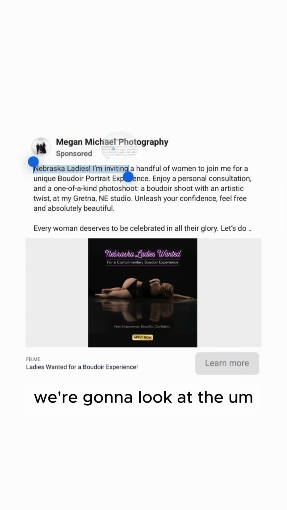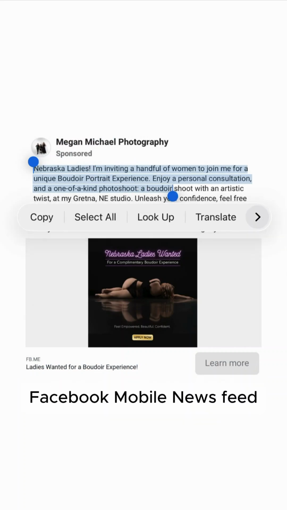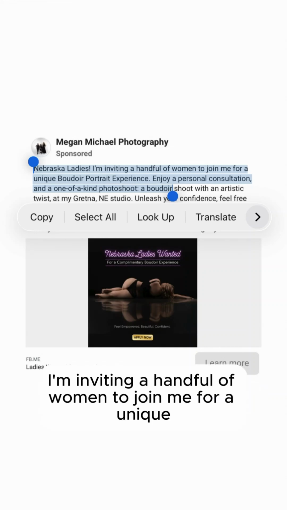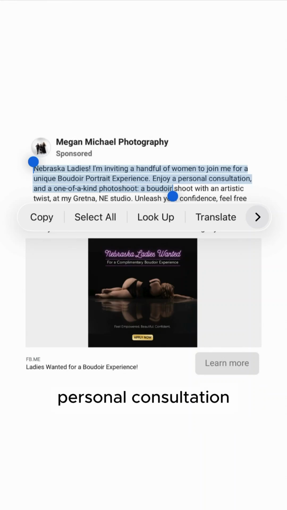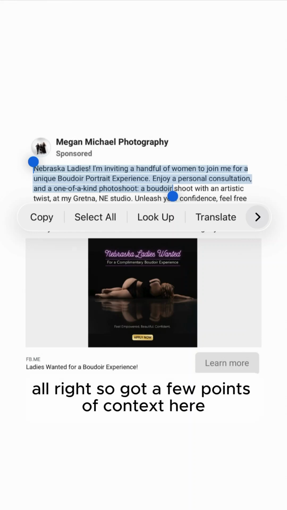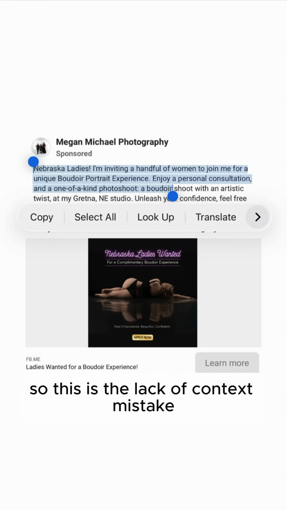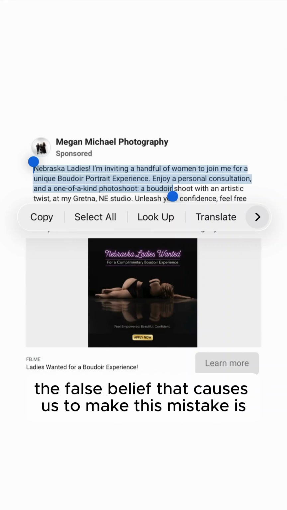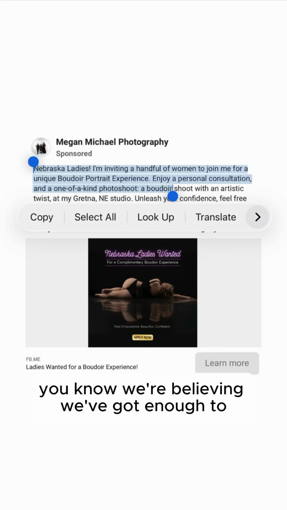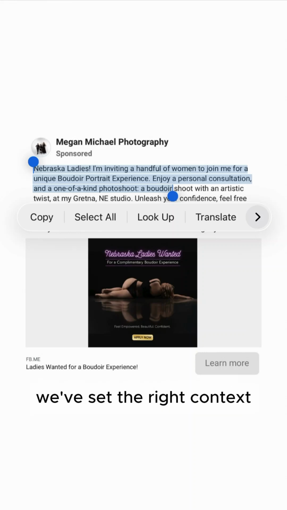So consequence of this, more women scrolling by our Boudoir Facebook ad than necessary. Finally, we're going to look at the see more headline here. The first 2 3/4 lines of the Facebook mobile newsfeed. So we go, Nebraska ladies, about a handful of women to join me for a unique Boudoir personal consultation. All right, so got a few points of context here, but we're missing some other big ones. So this is the lack of context mistake. The false belief that caused us to make this mistake is we're believing we've set the right context.